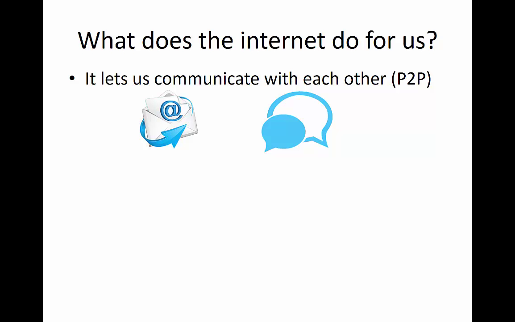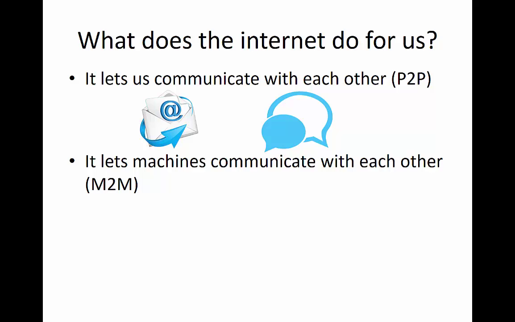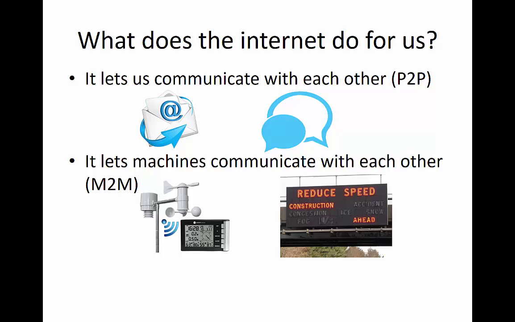Then the next type is it lets machines communicate with each other. So we can have our weather reporting information. We can have traffic information. These things can talk to each other. Machines can report how many cars are traveling on a particular highway. If it's a whole lot of them and they're going very slowly, then that can be communicated to the road signs, and they can actually display that there's traffic ahead or there's some kind of issue.